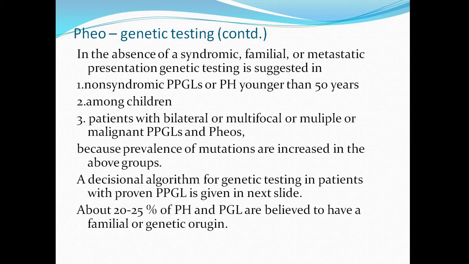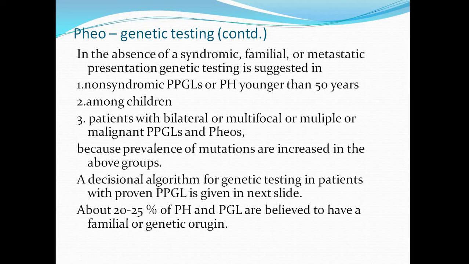So if you don't have a syndromic, familial, or metastatic presentation, which are usually the indications for genetic testing in pheo, then in the absence of that, genetic testing would be suggested in non-syndromic PPGLs or pheos in patients less than 50 years of age, in children, and in bilateral, multifocal, multiple, or malignant PPGLs and pheos. Why? Because the mutations increase in these groups.